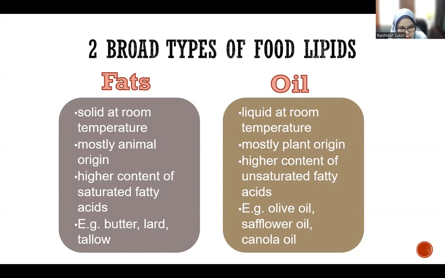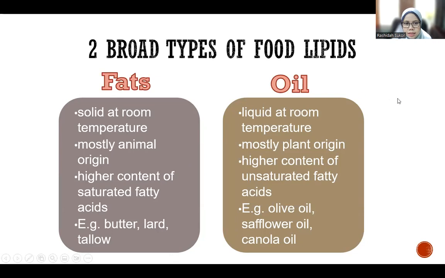Why is this type of fat solid at room temperature? Because they contain a higher component of saturated fatty acid. Saturated fatty acid means that the bonds in the fats are mostly saturated, meaning there's no double bond, it's more single bond. So when they are saturated, they are not prone to oxidation, so they are more stable. That's why you see a lot of butter is quite stable at room temperature. These types of fats are mostly used in food, for example for baking.